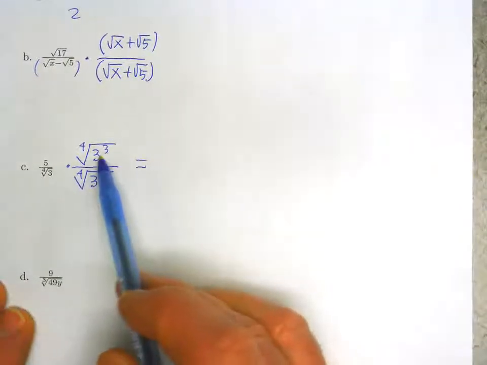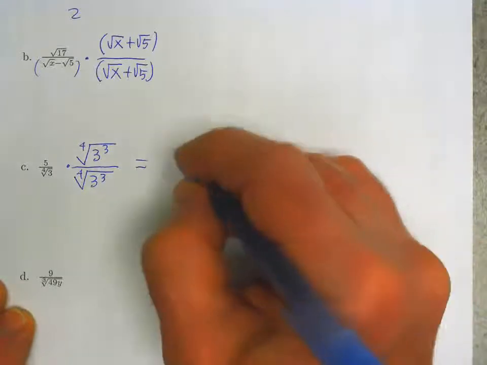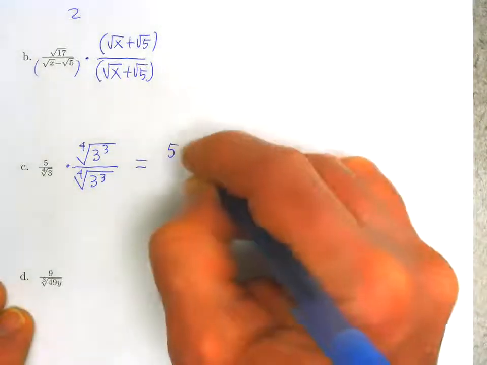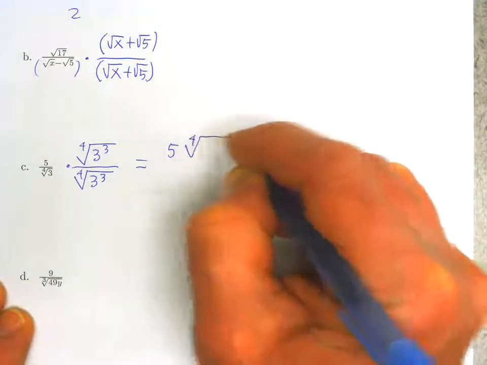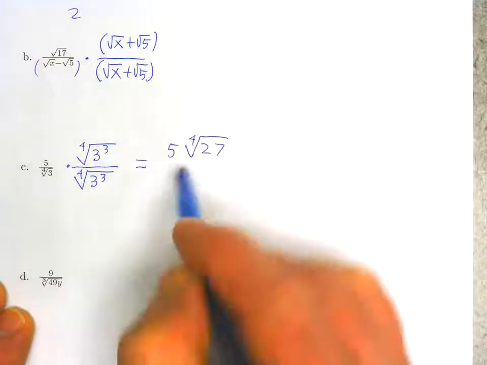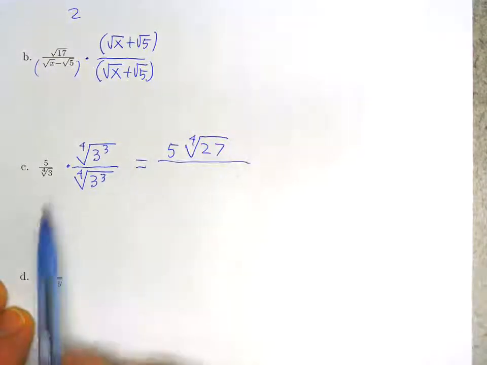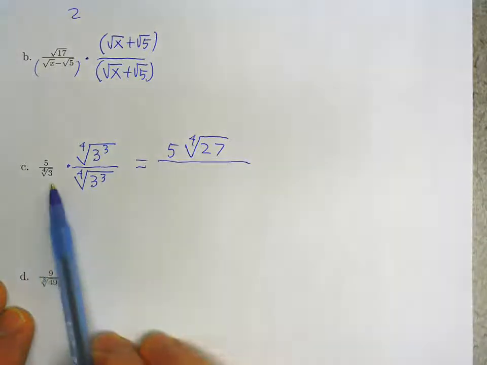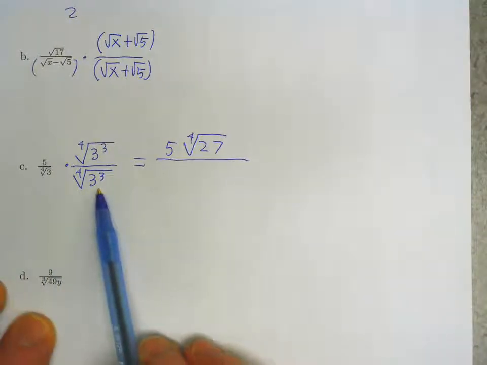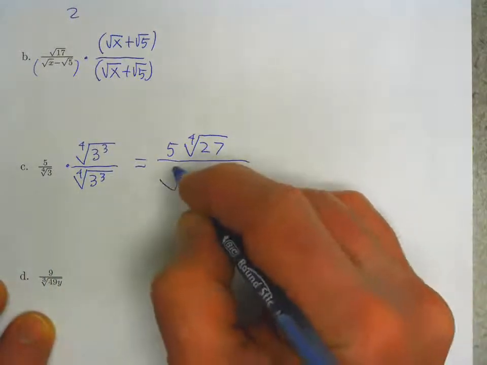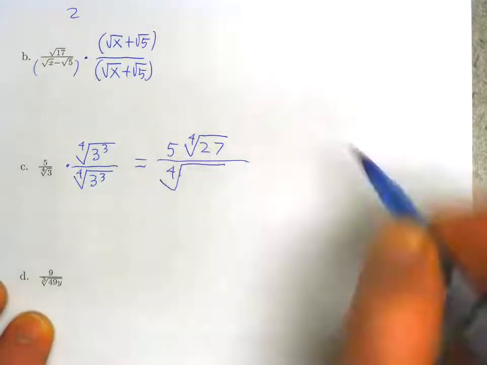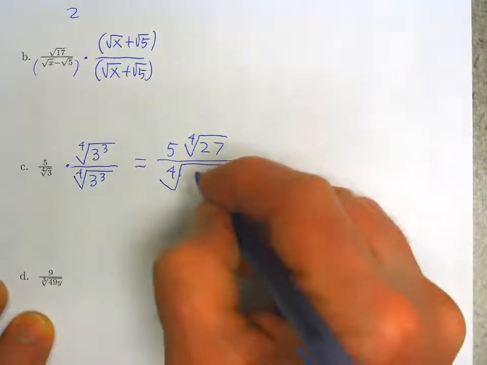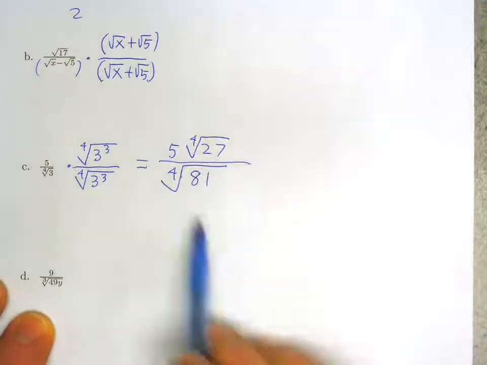3 to the third is 27, so we do want to write the numerator as 5 times the fourth root of 27. And then in the denominator, the fourth root of 3 times the fourth root of 3 to the third is the fourth root of 3 to the fourth. 3 to the fourth is 81. 81 is a perfect fourth power.